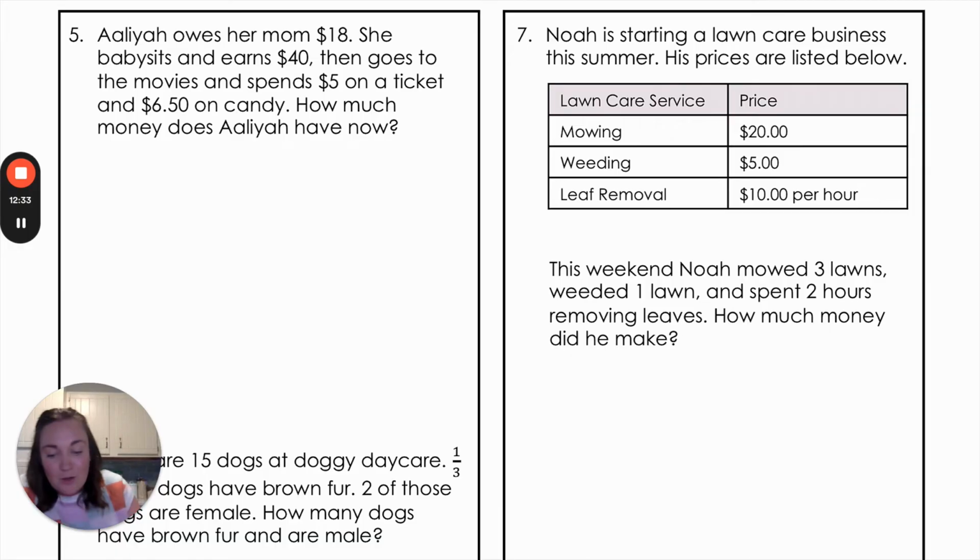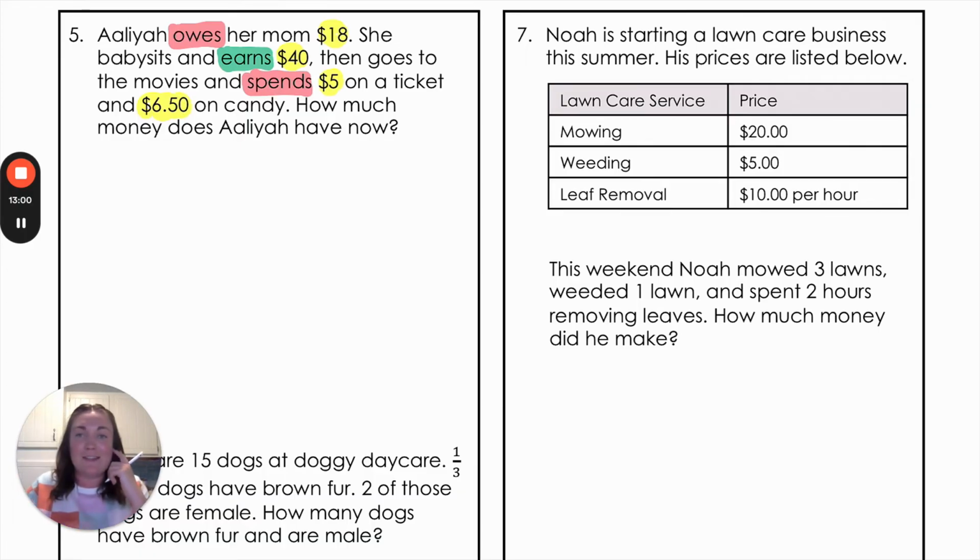So again, we're starting off with this owes. If you owe someone money, that is like negative money, right? So we know that 18 is going to start out being negative. But then she goes and earns some money, right? So if you're earning money, that's adding to your total. Then if we're going to the movies and we're spending money, that's going to be subtracted. So let's look at the numbers we've got. We've got $18, we've got a $40, $5, and $6.50.